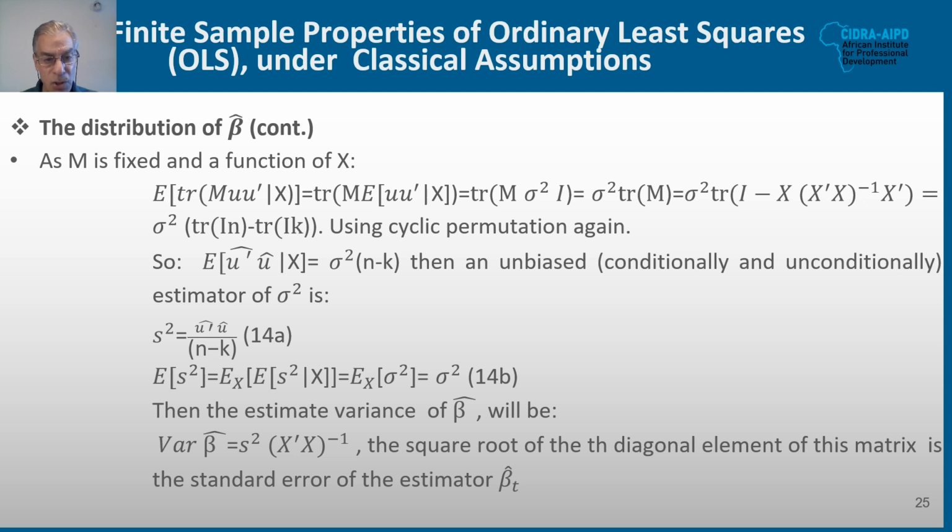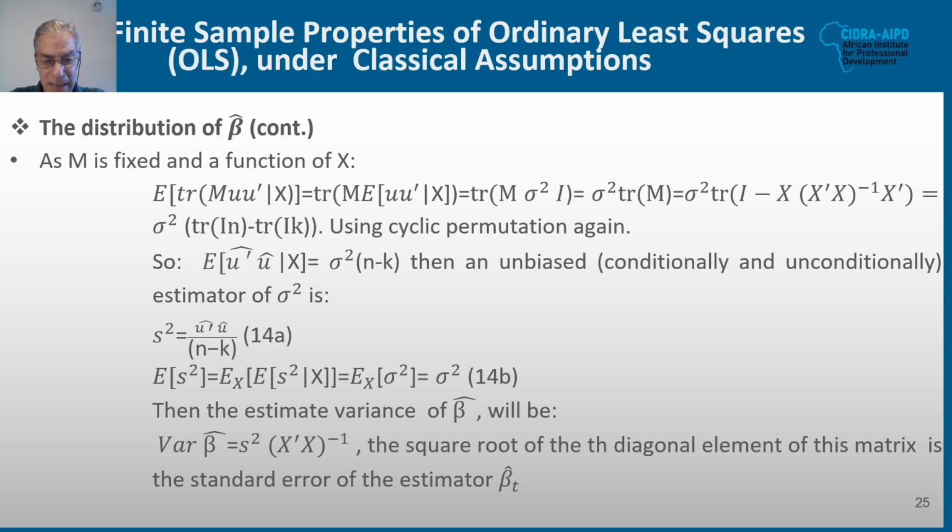So the expected value of the sum of squared residuals for a given x equals sigma squared times n minus k. Then the unbiased, conditional and unconditional estimator of sigma squared is s squared in equation 14a, that equals u hat transpose u hat divided by n minus k. And if we take the unconditional expectation of s squared, it is going to equal sigma squared, as we posed in equation number 14b.